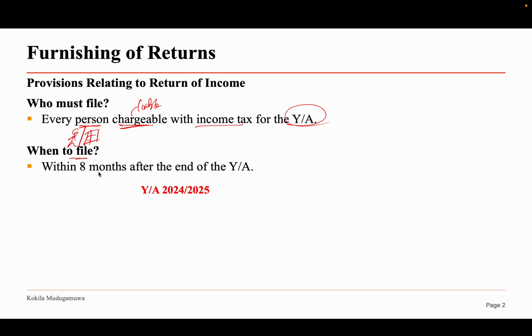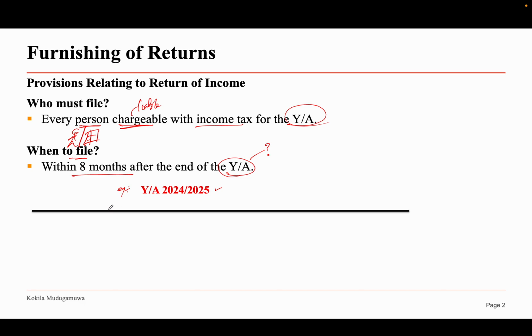Then when to file? You have 8 months after the end of the year of assessment. So 8 months. Then your next question is what is meant by year of assessment. As an example, I will discuss here year of assessment 24-25. Then it starts from 1st April 2024 and ends on 31st March 2025. Usually it's a 12-month period, the same as financial years, right? 12 months.